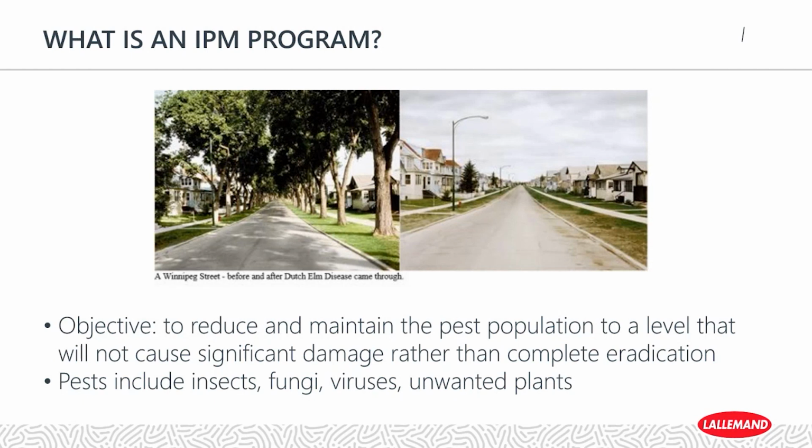The objective of an IPM program is to reduce and maintain the pest population to a level which will not cause significant damage, rather than complete eradication, thereby reducing reliance on pesticides. However, in some instances, when the pest is not established, eradication is possible. For example, with Dutch elm disease, complete eradication for isolated cases is possible. It's what they're doing in Alberta if it's detected early enough.